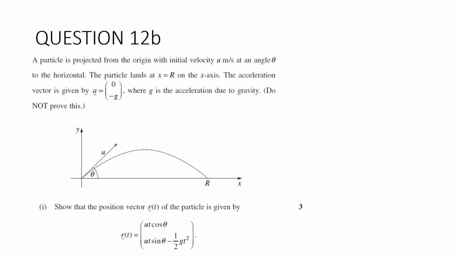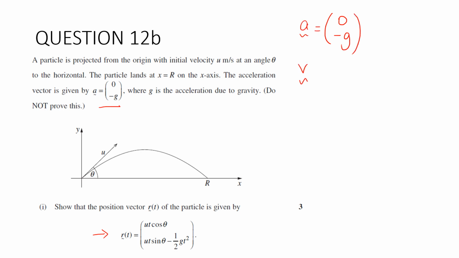12b. A particle is projected from the origin with initial velocity u at an angle theta to the horizontal. The particle lands at x equals r on the x-axis. The acceleration vector is given by this. Show that the position vector r is given by this. All right, so we're going to start with 0, negative g.